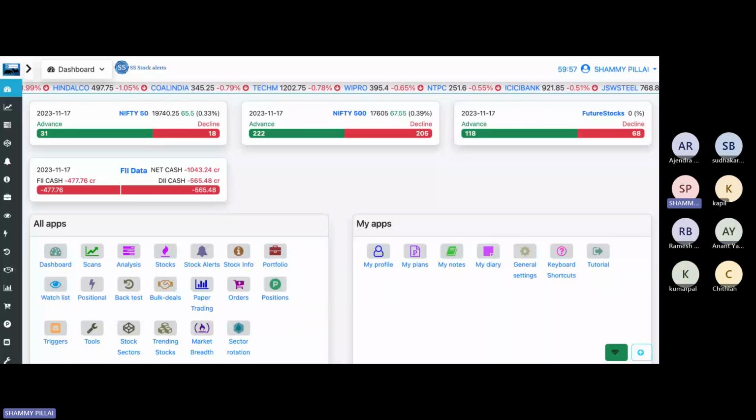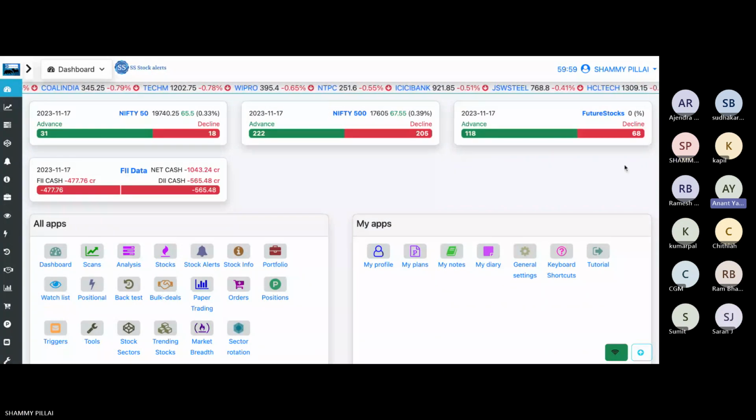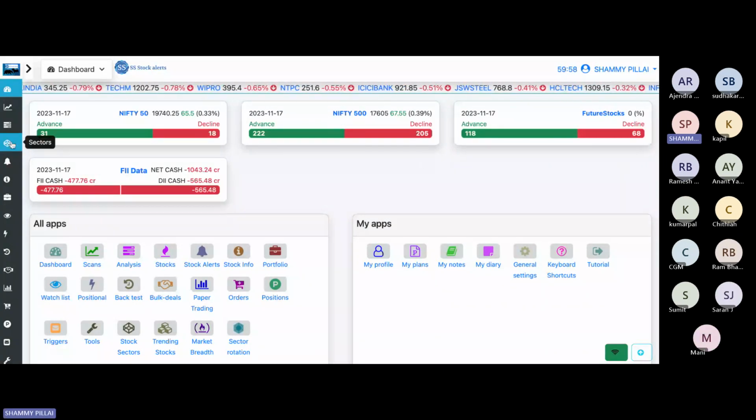So this is a two-way communication session that we are having today. Basically, how to optimize our screening as well as how to pick up the stocks using SSStock Alert effectively, that we are going to understand.